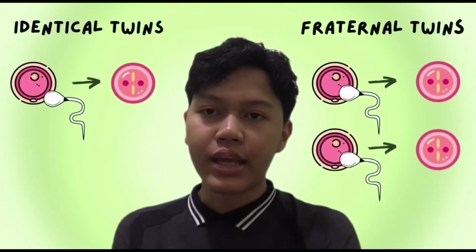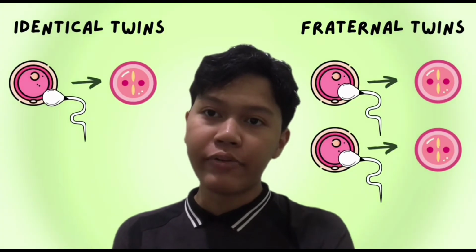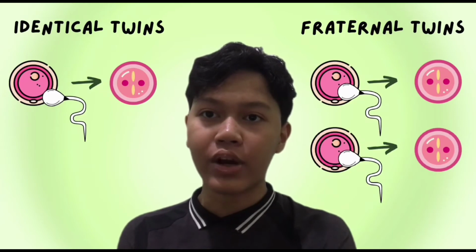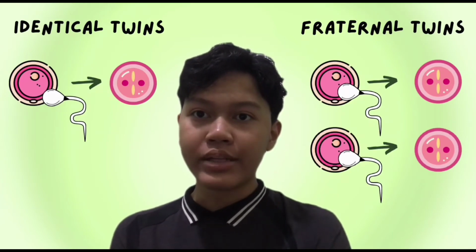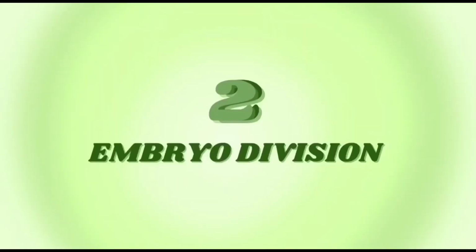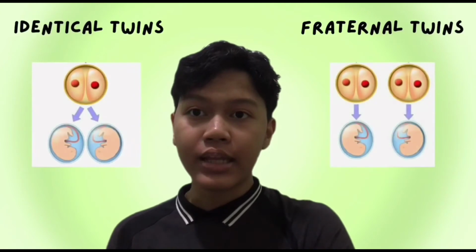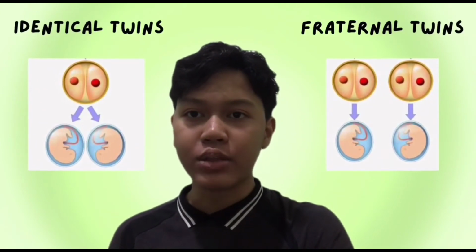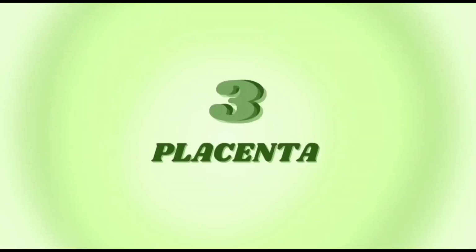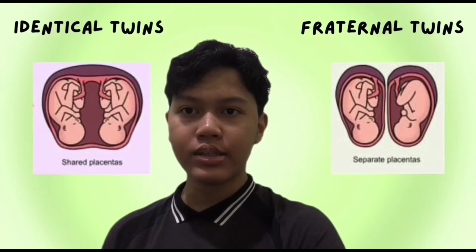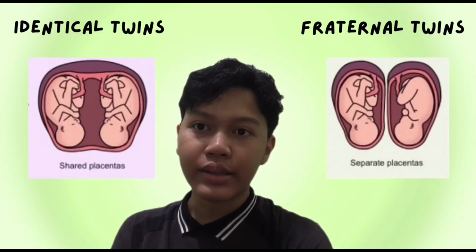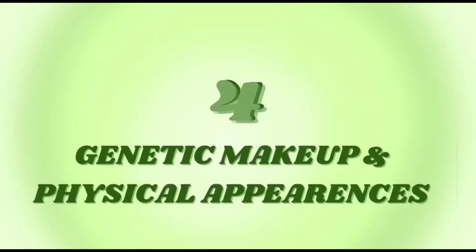The first difference is the product of fertilization. Product of fertilization in identical twins is one ovum and one sperm, forming one zygote, while in fraternal twins, there are 2 sperms and 2 ova, forming 2 zygotes. Secondly, the embryo in identical twins will divide into 2, while in fraternal twins it does not. In identical twins, one placenta is shared between 2 fetuses, while in fraternal twins, each fetus has its own placenta.